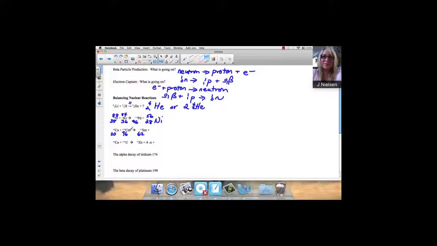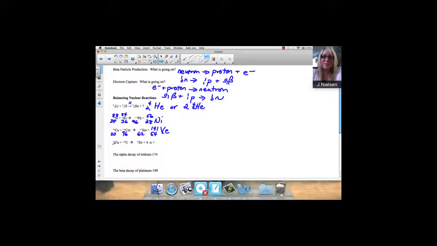So we have 248 and 40, which is 288, and 147, so this has got to be 141 to get it up to 288. And then we have 96 and 20, which is going to be 116 minus 62 is going to give us 54. And that's going to be Xe.